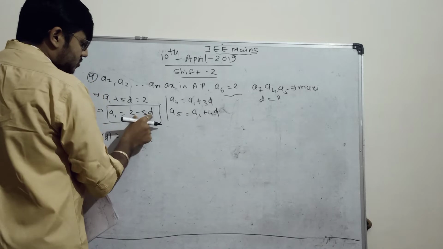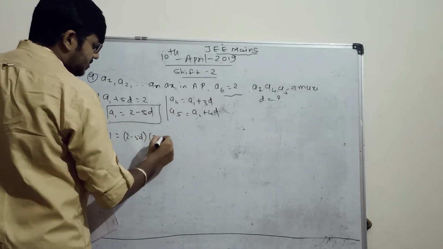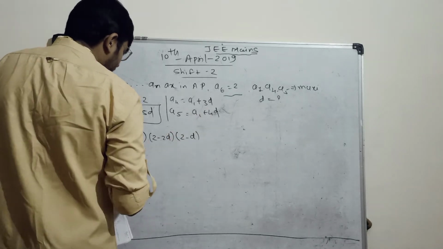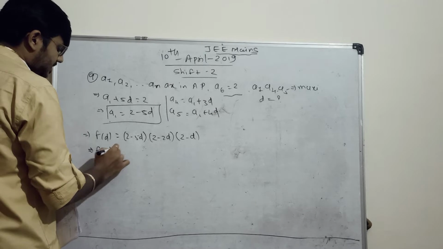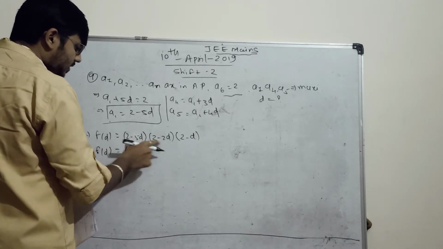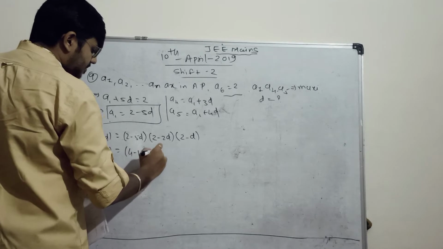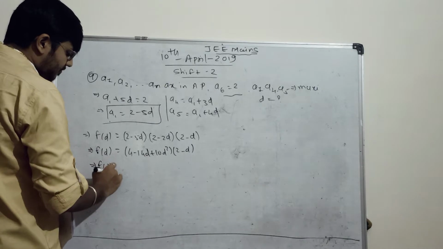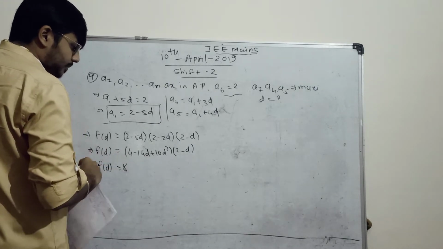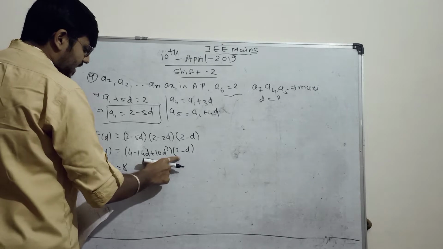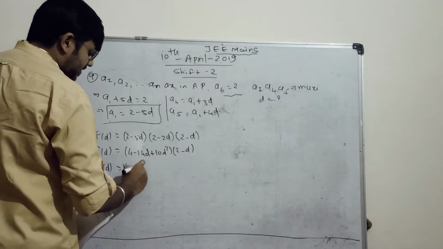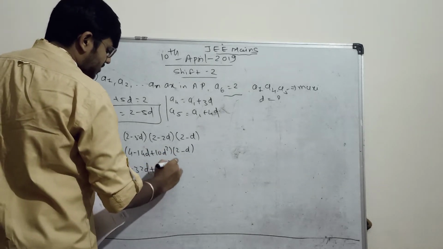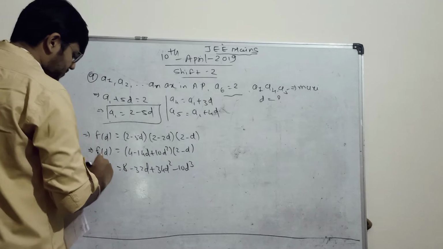In that, if I put A1 as 2 minus 5D, then 2 minus 5D plus 3D is 2 minus 2D, and 2 minus 5D plus 4D is 2 minus D. So let's do the multiplication. It is 4 minus 14D plus 10D square, into 2 minus D. So f of D will be 8, then minus 28 minus 4, that is minus 32D, then plus 14D square plus 20D square, that is plus 34D square, and minus 10D cube. So this will be the function.